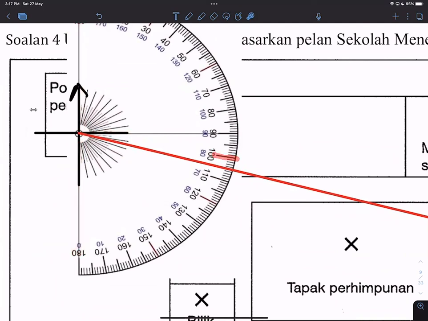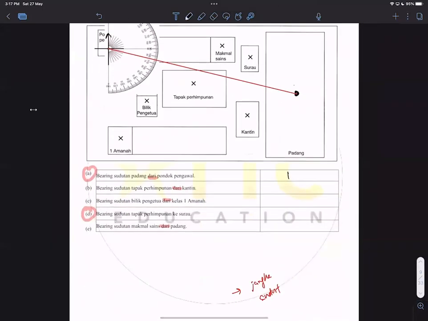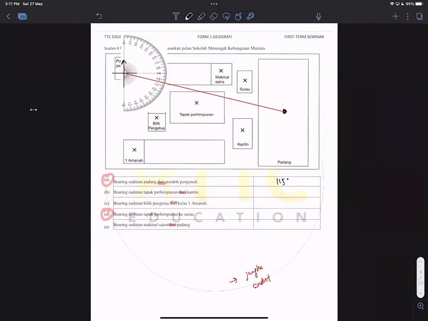100, 110. So in the center, 105, right? So this 101, 102, 103, 104. This 105. Okay, so this is the answer, 105 degree. So if you have, let's say, a bearing sudut more than 180, are you able to measure a bearing sudut more than 180?